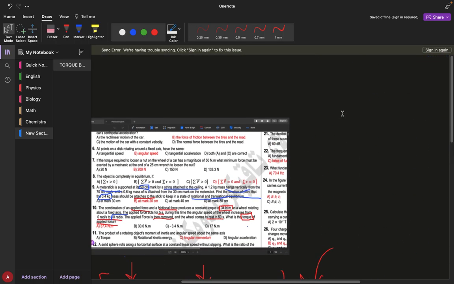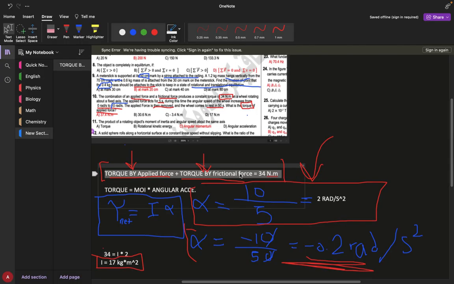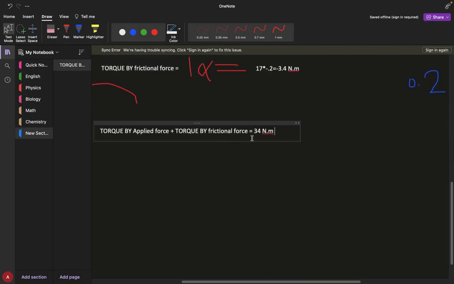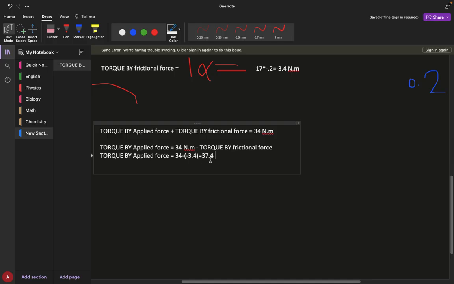Now we go back to this. I want to find the torque by the applied force, which equals 34 minus negative 3.4, which is 37.4 Newton meters. And there you go, you got the answer, and it is A.